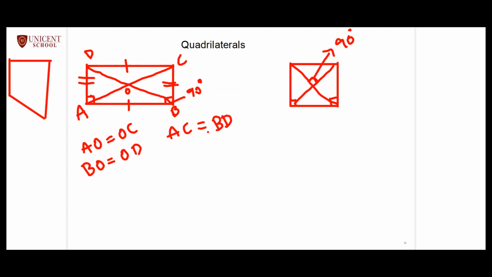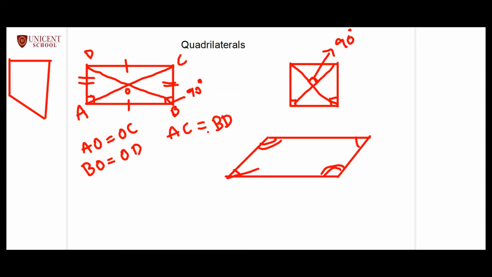Now let us learn about the parallelogram. A parallelogram is a quadrilateral in which opposite sides are equal and parallel, as in the case of a rectangle. But here, each angle is not equal to 90 degrees, as it is in a rectangle. We can say that opposite angles are equal in a parallelogram.